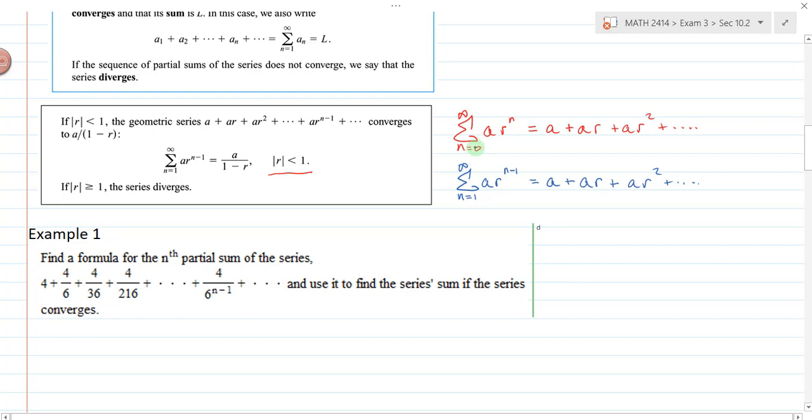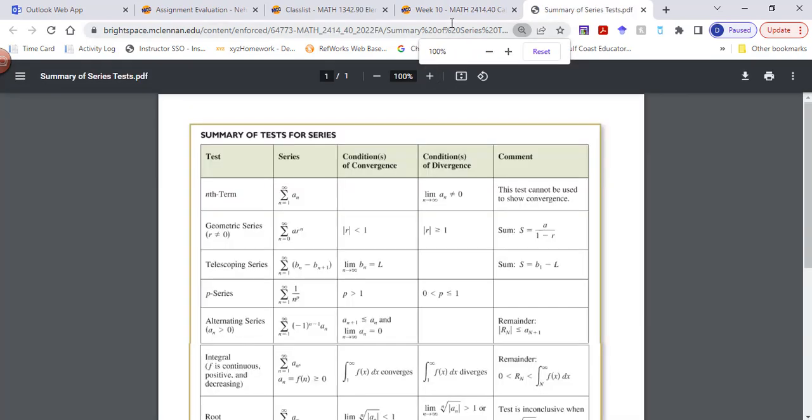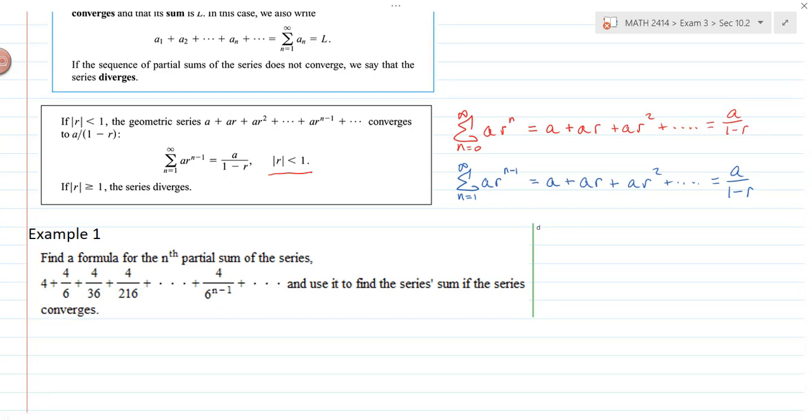So you can write your convergent geometric series using the index starting at 0, or if you start the index at 1, this has to be raised to the n minus 1. Either way, the sum is going to be equal to a over 1 minus r, provided that r is a proper fraction. You can find the series cheat sheet if you lose yours in Brightspace underneath week 10. And if you look down here for the geometric series, I give you the test for geometric series, what the series looks like, the conditions for convergence and divergence, and then what the sum is equal to. So that's where you would look on your series cheat sheet.